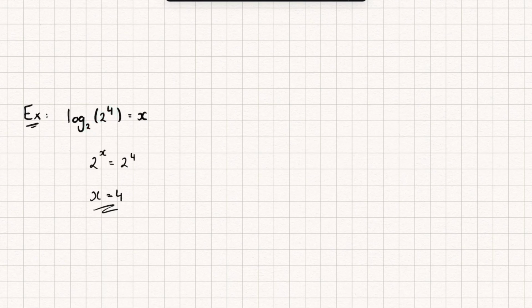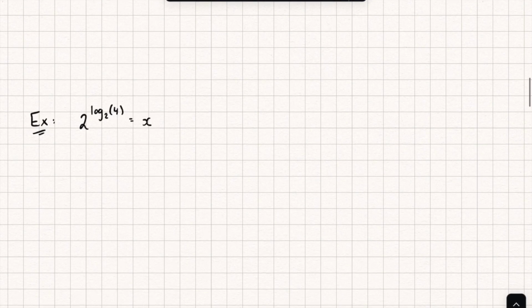Well, the answer's got to be 4. Okay, and from this we get this first cancellation principle, which says that if we have a logarithm base a of, say, a to the power of x, this just equals x. Okay, and you can hopefully see that from that example. Let's take a look at another one.